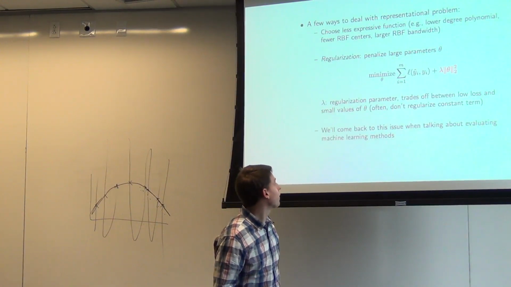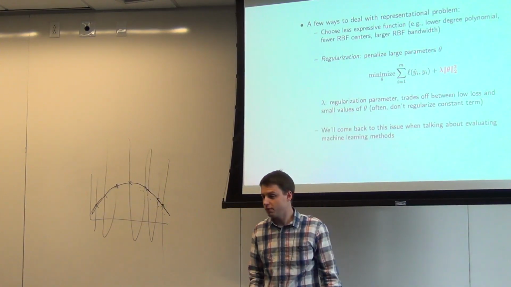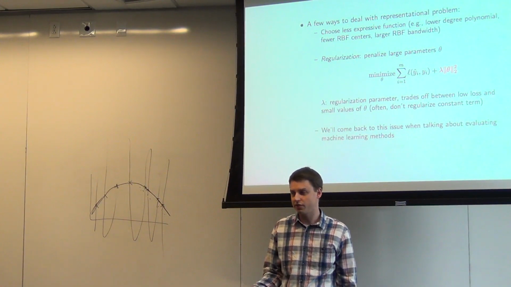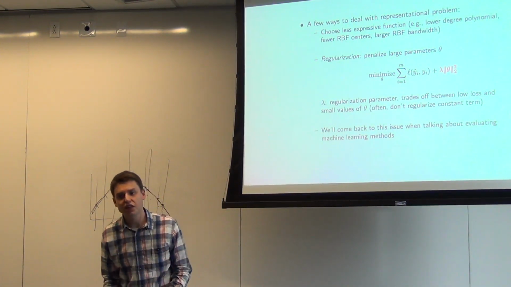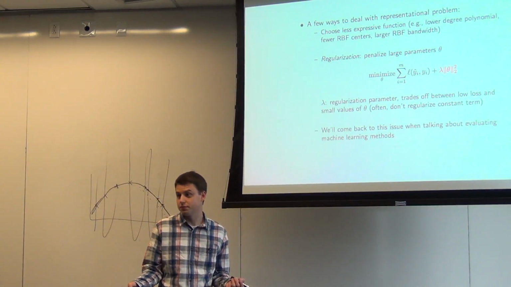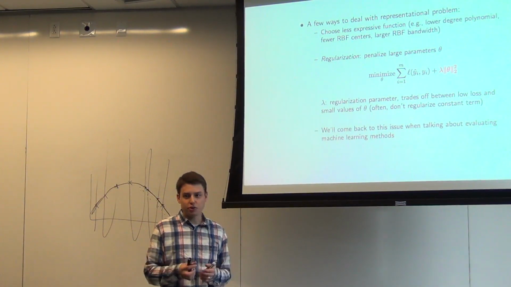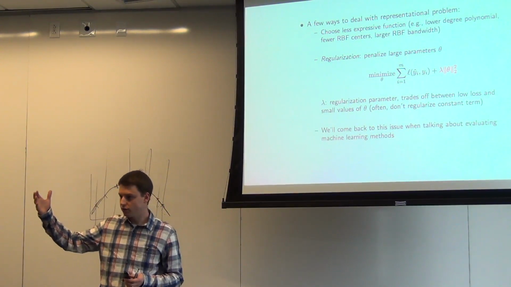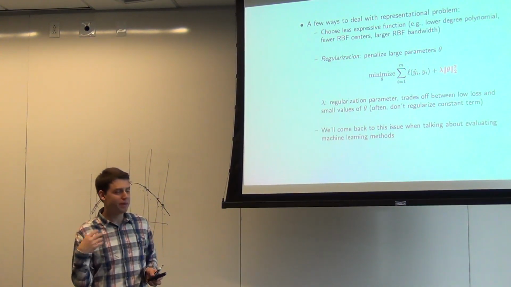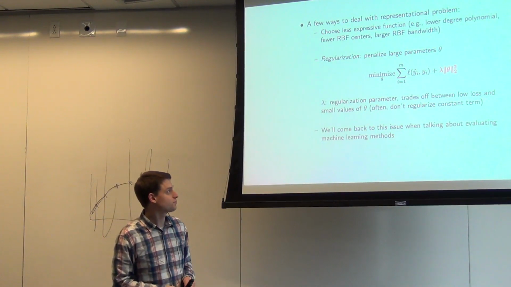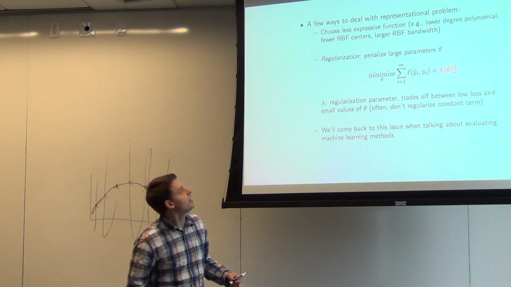But there's one more, which is something you may have seen mentioned before, which is called regularization. And regularization is another way of dealing with this representational difficulty, which actually lets you keep using high-dimensional feature vectors, but just penalize them in other ways. And this is the key expression here.